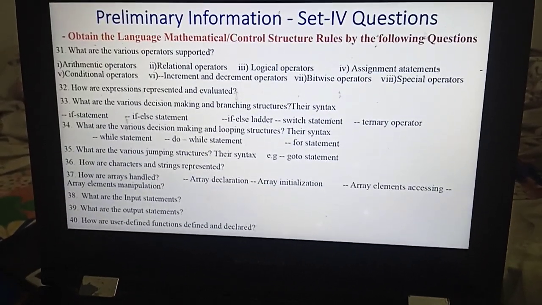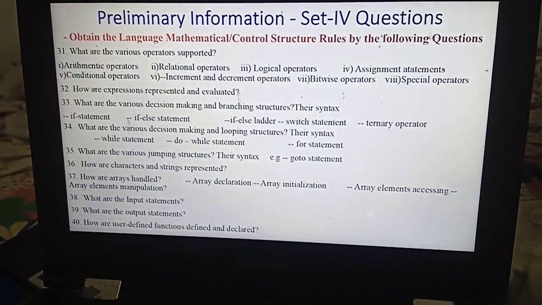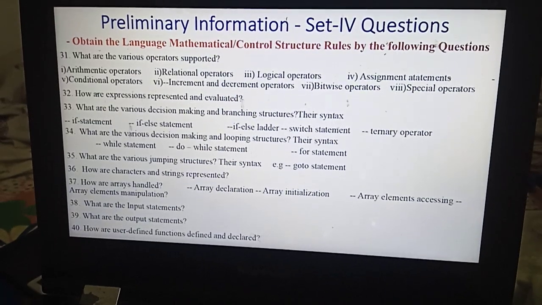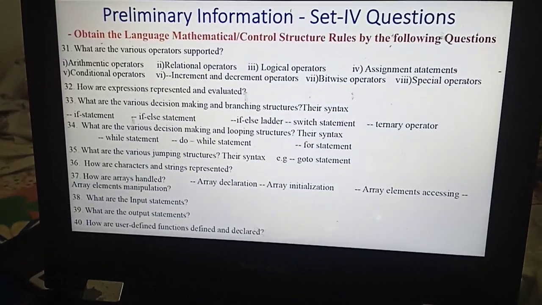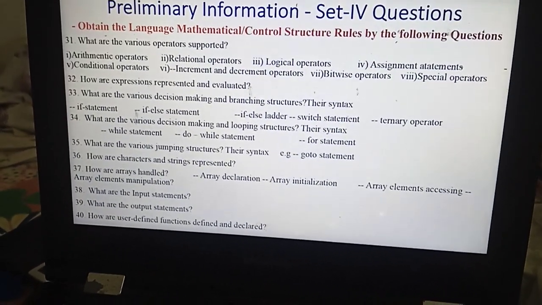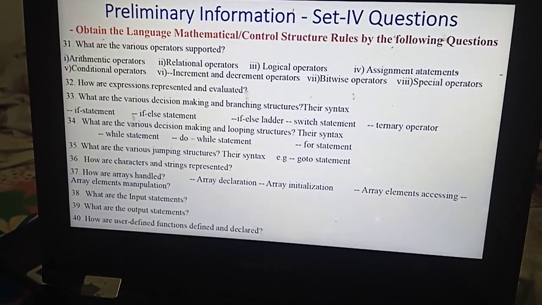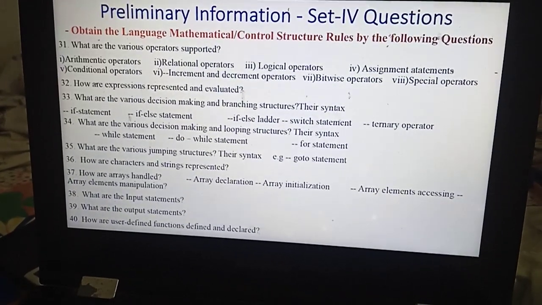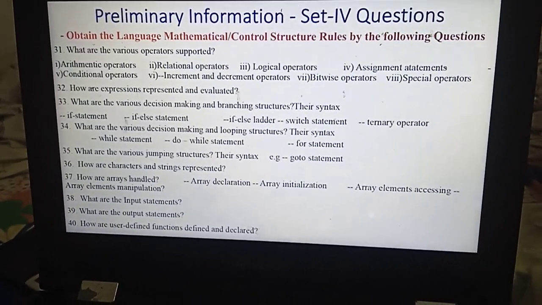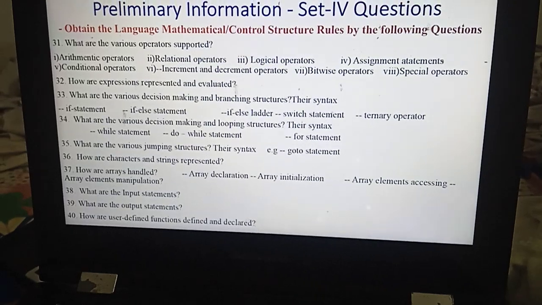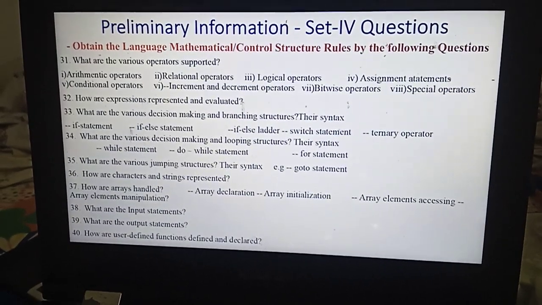Now next, how are expressions represented and evaluated? Just as in mathematics you have the BODMAS principle, in computer programming also we have a set of rules. So we should know how the mathematical expressions are represented and how they are evaluated so that you get the correct answer. 33. What are the various decision making and branching structures? For example, we have structures such as if statement, if else statement, if else ladder, switch statement, ternary operator. These help us to develop effective programming which can be used for several applications and input data.